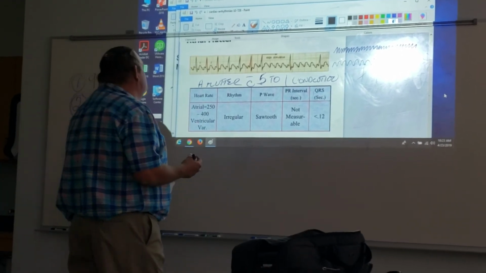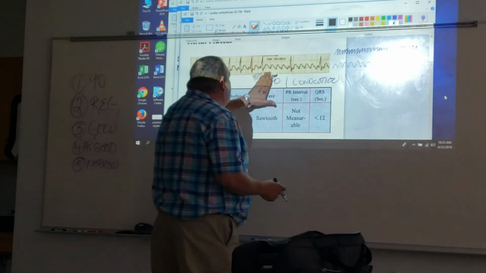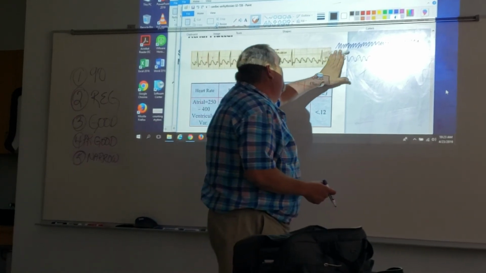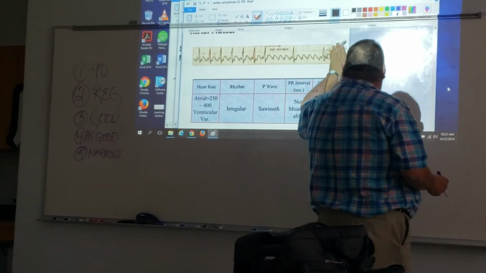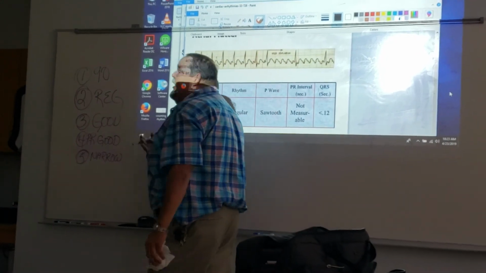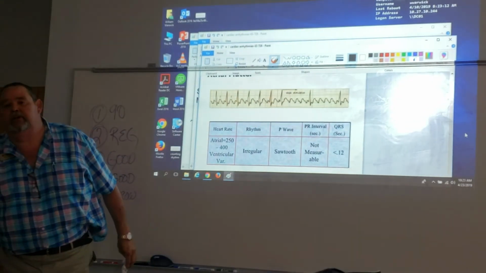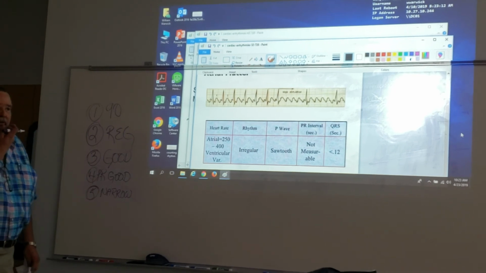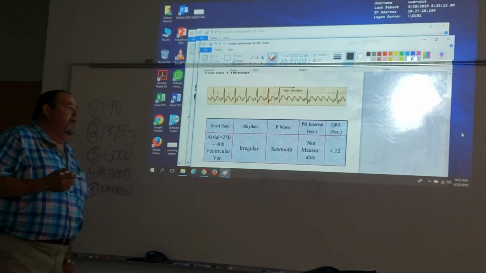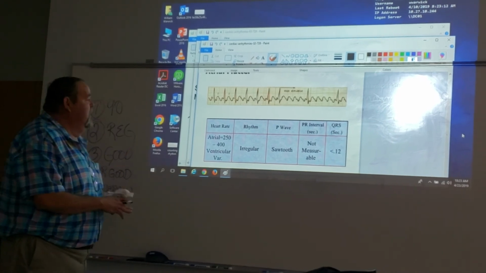Okay? So that's not a big deal, because if you have somebody with a rate that's really high, that's one of the first things you're going to do while you're preparing an IV and getting your medications: you're going to let them do a vagal maneuver and hopefully slow it down. That is one of your first lines of treatment. Okay? Now, let me go to my next slide.